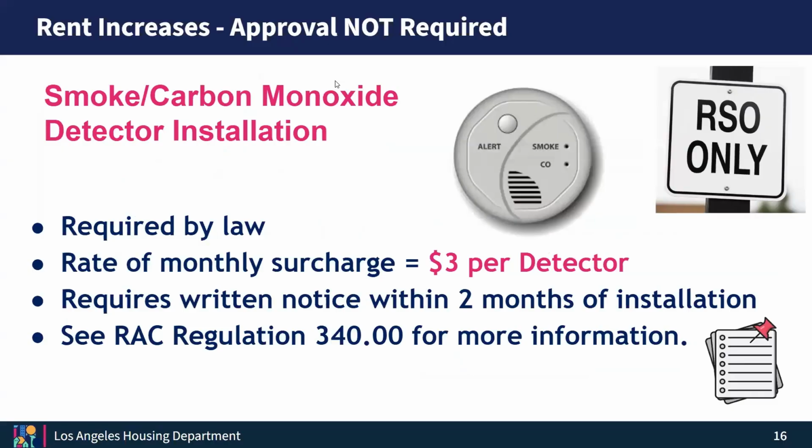Smoke and carbon monoxide detector installation is required by law. The rate of the monthly charge is $3 per detector. It requires written notice within 2 months of installation. See the Rent Adjustment Commission Regulation 340-00 for more information. Next slide.